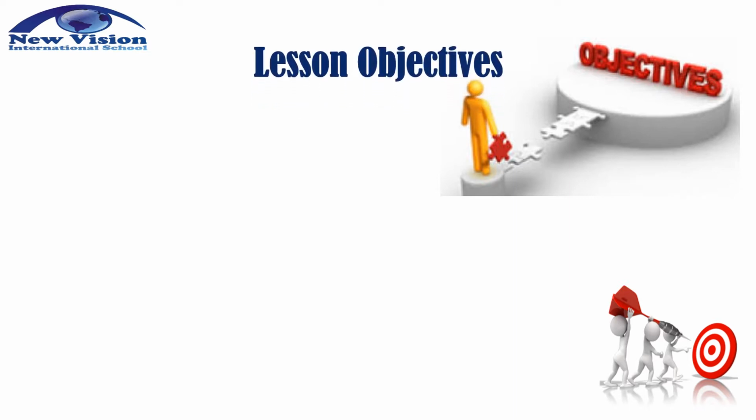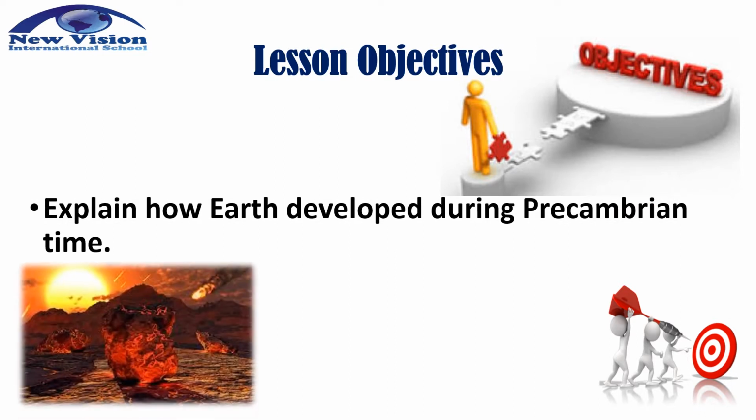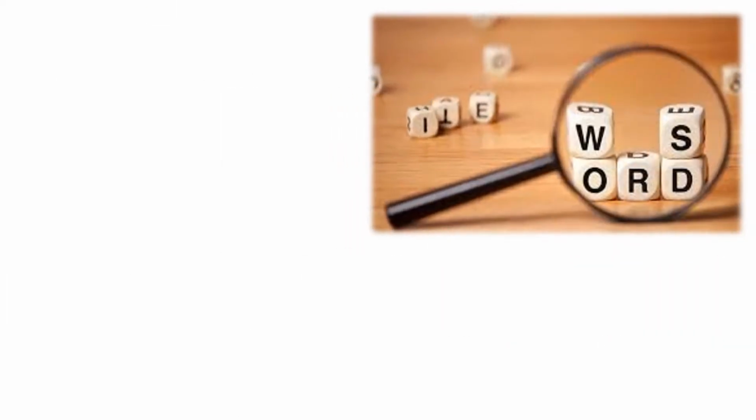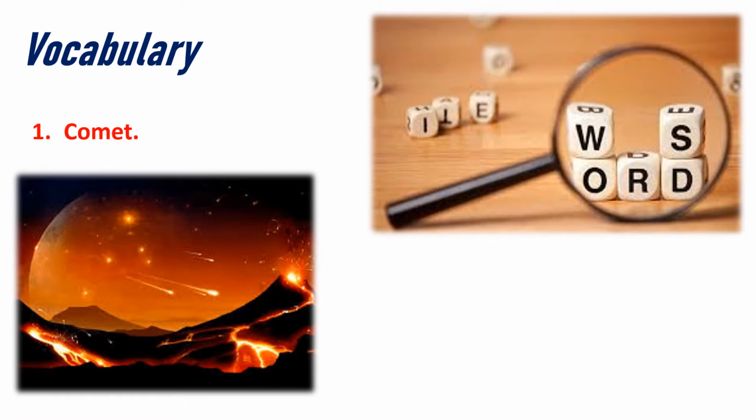Now let us check our lesson objectives. Explain how Earth developed during Precambrian time. New words in this lesson: comet. Now let us check the review of the lesson.